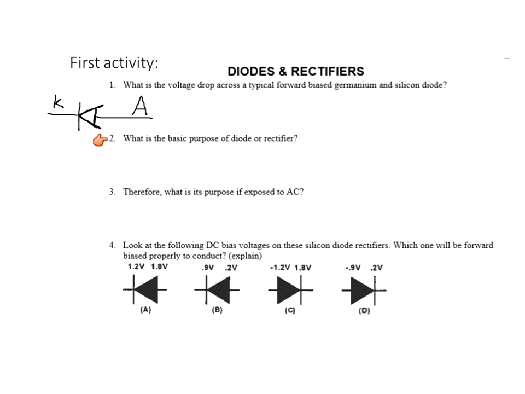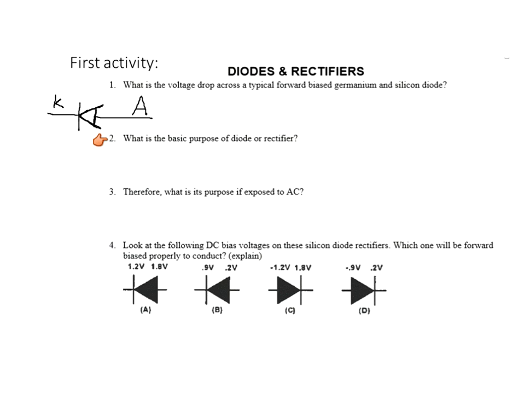It's to conduct when it's forward biased, with a positive voltage on the anode, a higher voltage on the anode. It's to not conduct when it's reverse biased, a higher voltage on the cathode. And that is the basic purpose of a diode or rectifier.